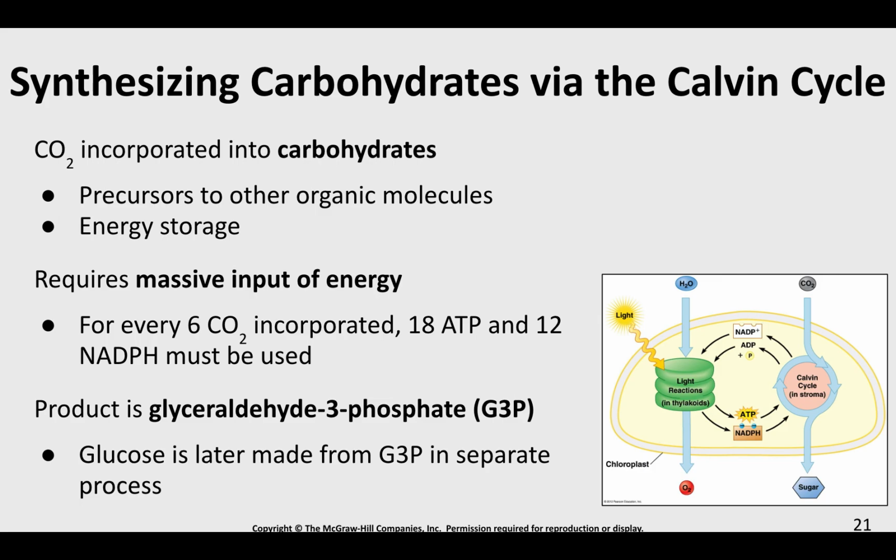Which is why the light reactions are so important, because we created these energy carrying molecules. We have ATP, we have NADPH that we can now use to make these sugars. Now the product of the Calvin cycle is sugar. But directly out of the Calvin cycle, it's not called sugar quite yet because there's a little bit more processing that has to happen.